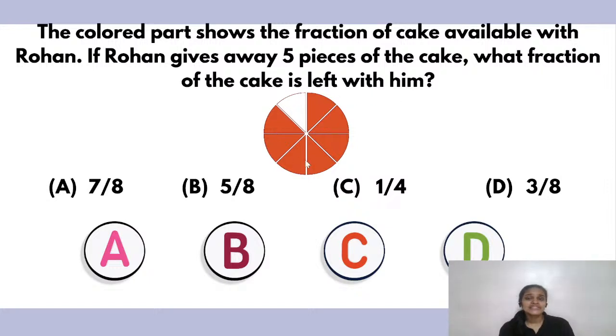So out of the pieces that he has, if he gives away 5 pieces, what fraction of cake is left with him? It's easy peasy. Easily you can find out the answer to this question and write it in the chat. Come on, quickly. A, B, C, or D?